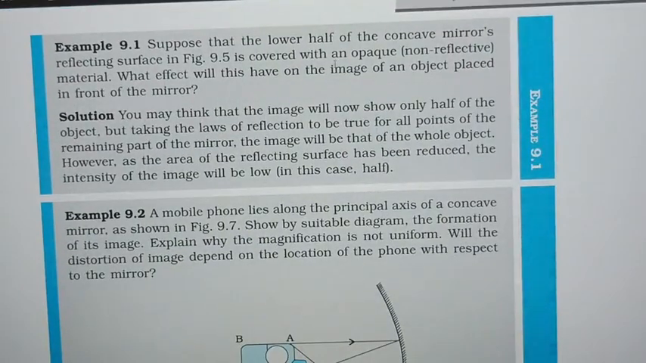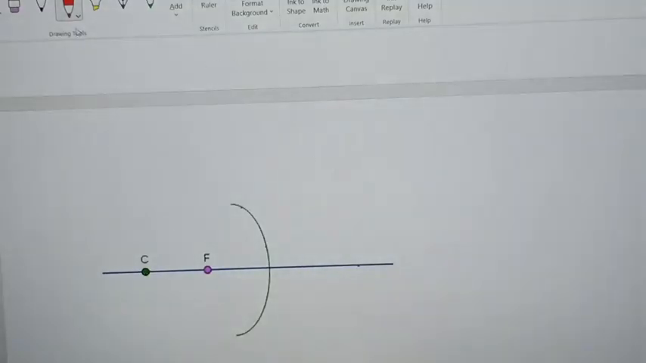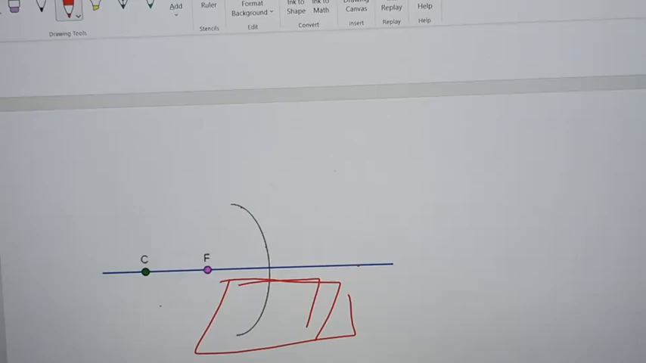So this question over here says that suppose there is a concave mirror and I cover the lower half of it, then what will happen to the image? So let us assume this is our concave mirror. I cover some part of it, the lower half of it, with some material that is not going to allow reflection. So suppose I place my object over here.